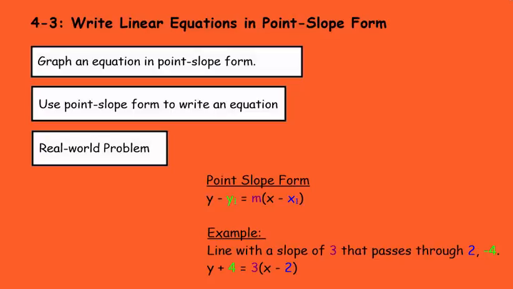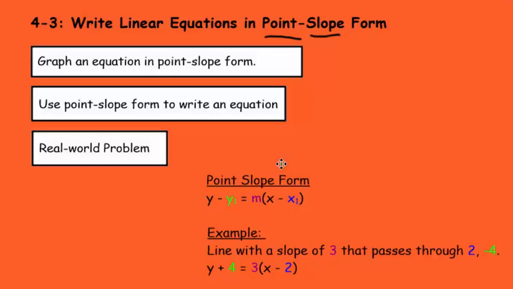We're on lesson 3 of chapter 4, in which we'll write linear equations in point-slope form. First, we're going to graph an equation in point-slope form. Then we're going to use point-slope form to write an equation. Then we're going to solve a real-world problem. Point-slope form is the best tool to use when you know the point and the slope of a linear equation.